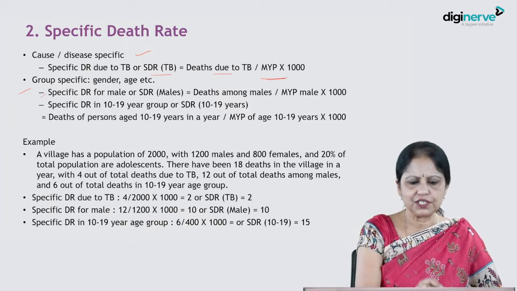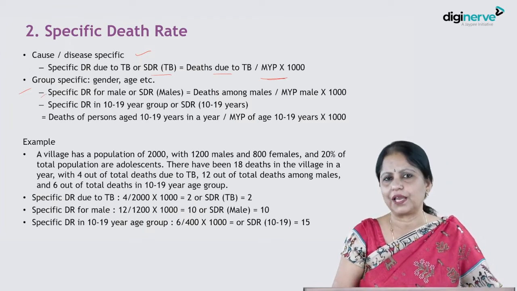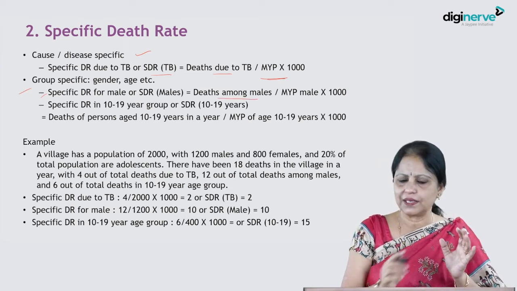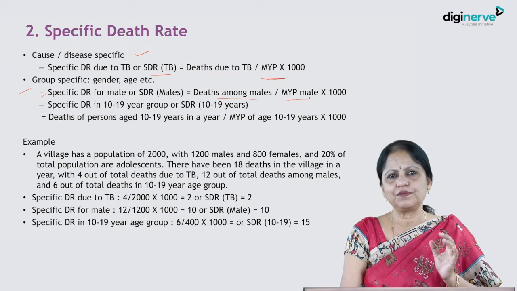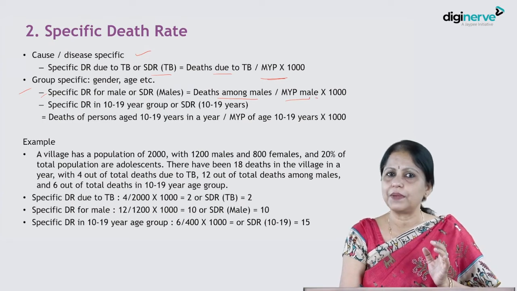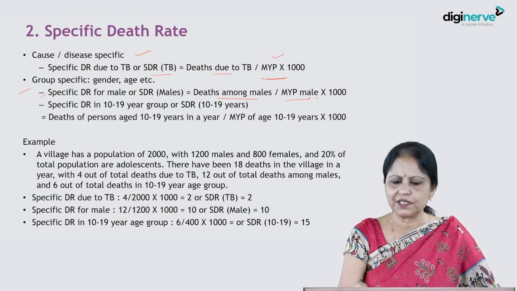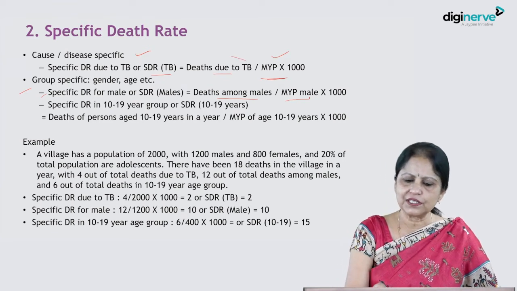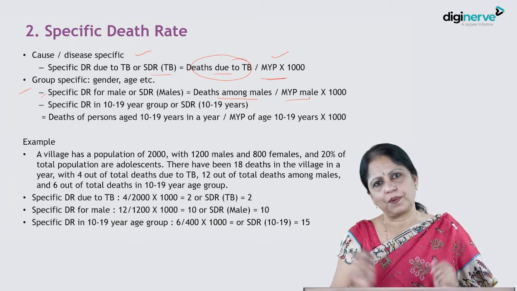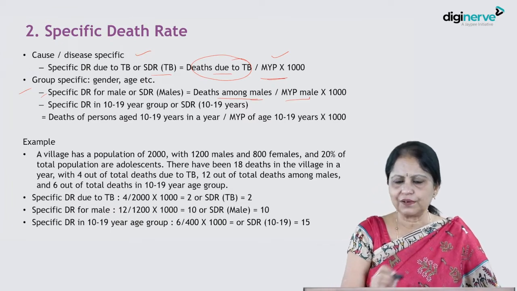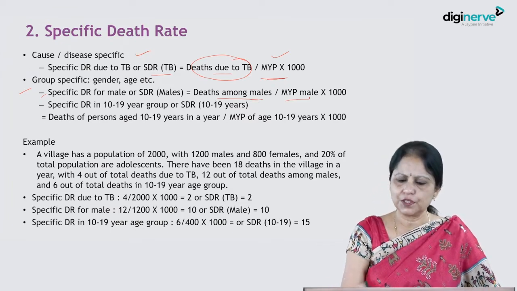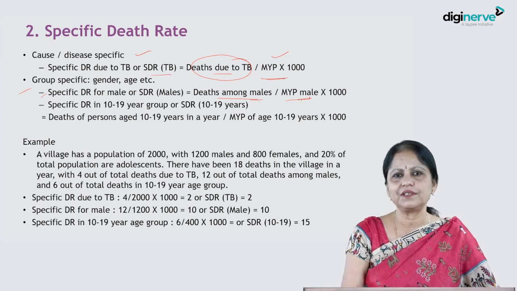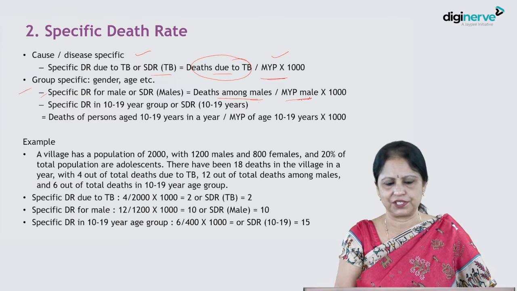So this is a gender specific death rate. Suppose we want to calculate for males. That means it will give deaths among males divided by, the denominator will be per 1000 mid-year male population. Remember, here it is mid-year population, not total population. Why? Because deaths due to TB can happen in the total population. But when we are calculating deaths among males, this will happen only obviously among the male population. So the denominator is mid-year male population.